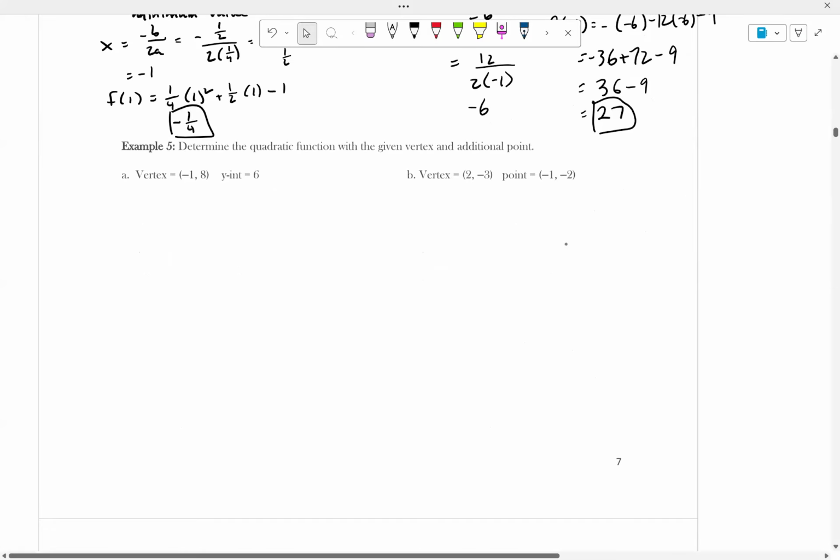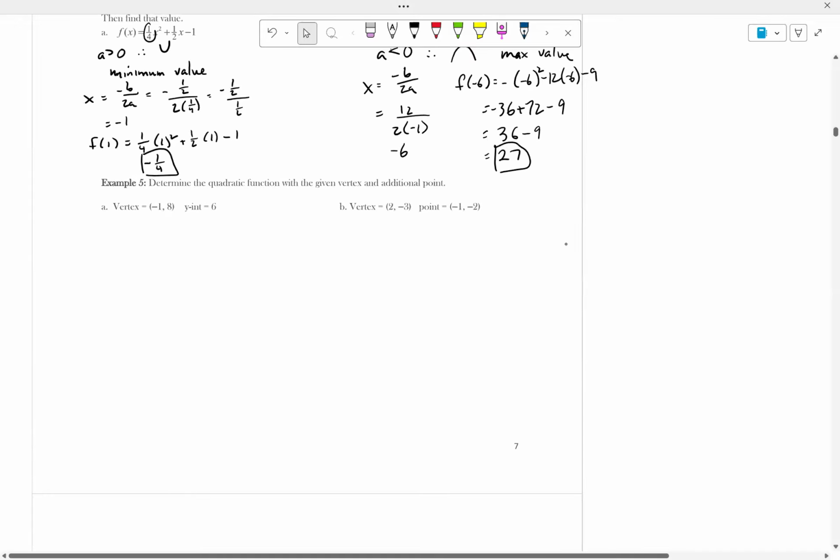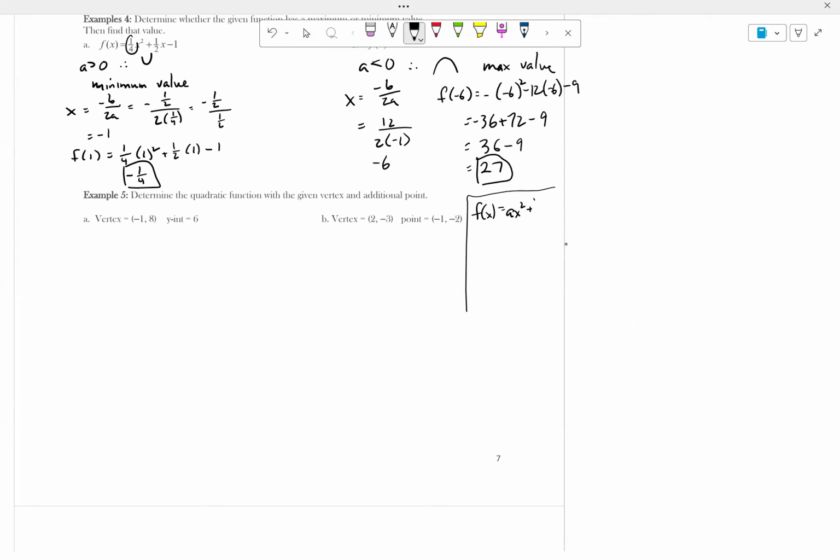Example 5, determine the quadratic function with a given vertex and additional point. Now think about how many equations you know, or how many forms you know for quadratic functions. You should know 2. I'm going to write them here on the side. First one is standard form: f of x equals ax squared plus bx plus c. The second one is vertex form: f of x equals a times x minus h squared plus k. And don't forget that square when you're doing those forms. That's what makes them quadratic.